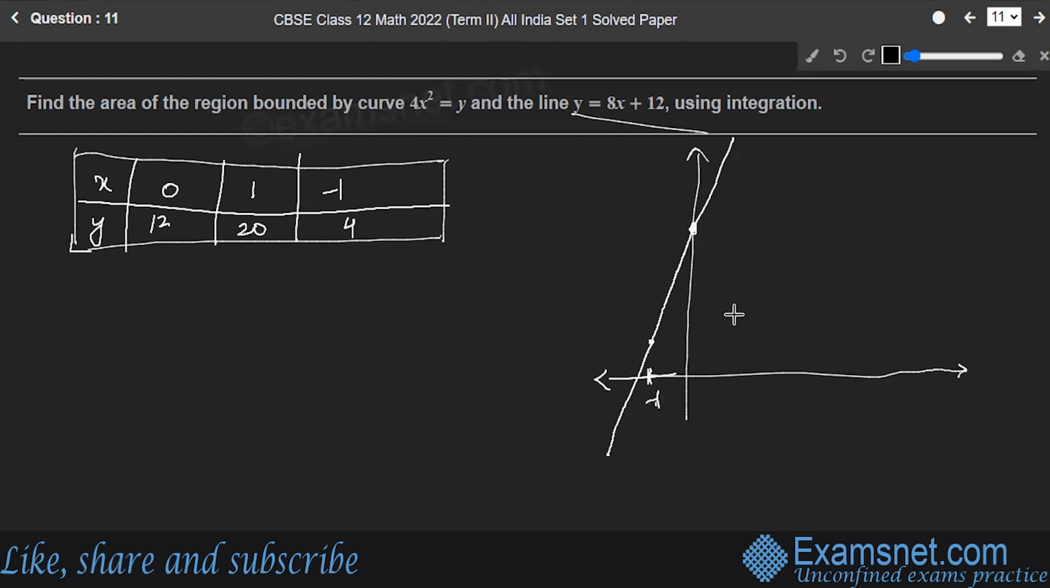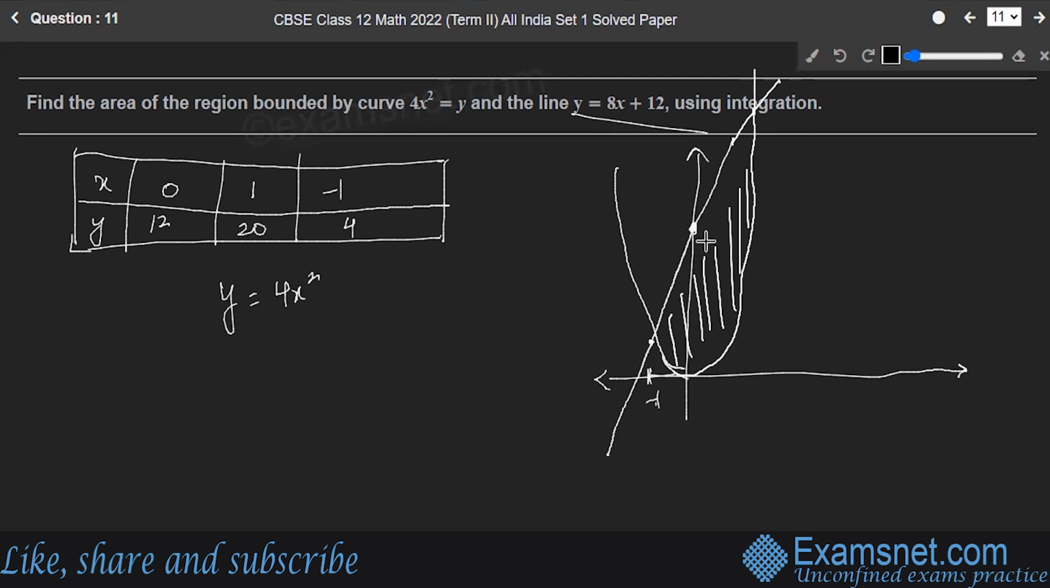This was minus 1. Now the curve is y is equal to 4x square. So this curve is a parabola. This one. So ultimately, I'll redraw this because this is a short space. This will be something like this. Okay. So they will meet at a point. You have to find out this area of the shaded region.